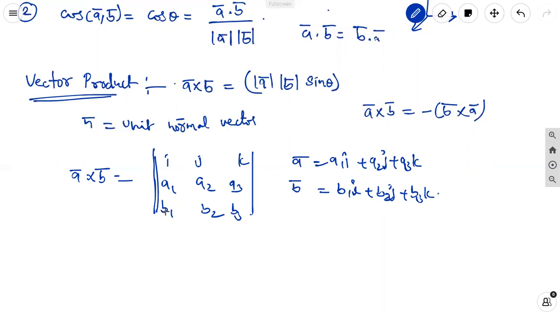This is the vector product of two vectors. Okay, this is nothing but scalar.